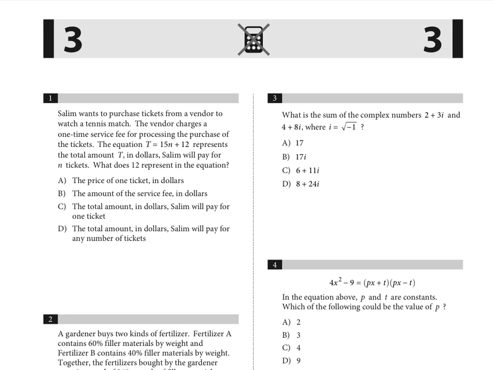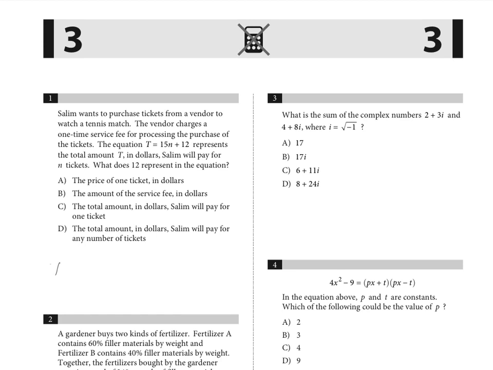Question number 1 asks that if Salim wants to purchase tickets from a vendor to watch a tennis match, the vendor charges a one-time service fee for processing the purchase of the tickets. The equation T equals 15n plus 12 represents the total amount T in dollars Salim will pay for n tickets. What does 12 represent in the equation?